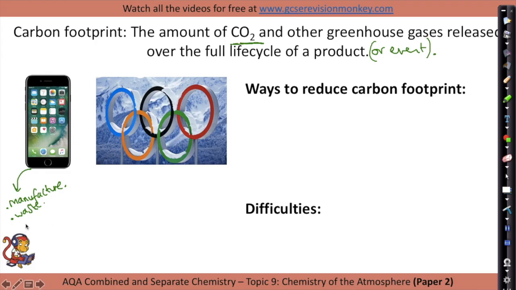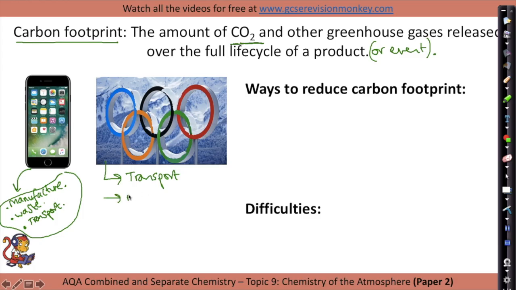You could have carbon dioxide released in the transport of the mobile phones, because obviously the cars and the trains and the boats that are transporting these around the world are going to be burning fuels. So all of these things are taken into account to actually calculate a carbon footprint for a product. You can also calculate it for an event. So the Winter Olympics, for example, you would take into account the transport for all of the athletes to get there. Think about all the airplanes that have come from all over the world. It's going to have a massive carbon footprint.